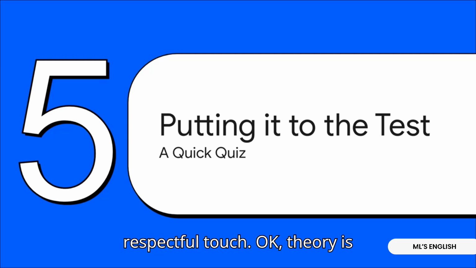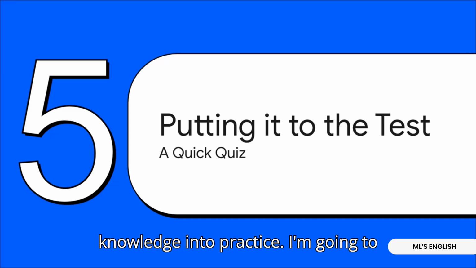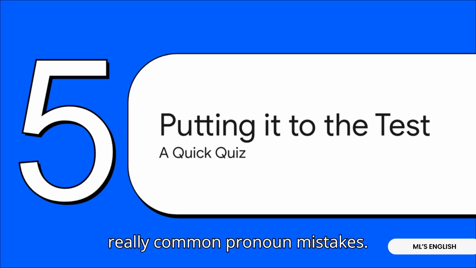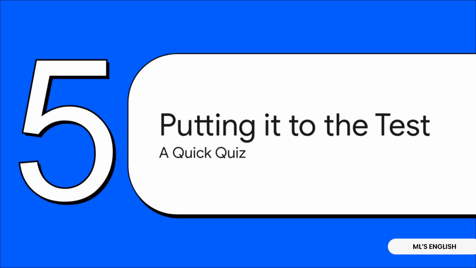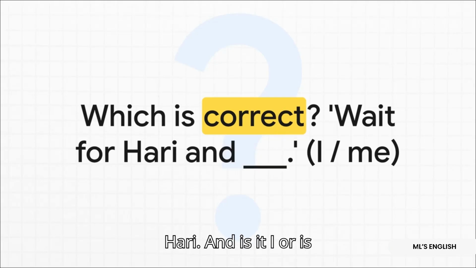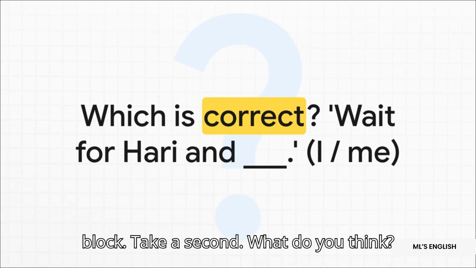Okay, theory is great, but now it's time to put all this knowledge into practice. I'm going to show you a few sentences that have some really common pronoun mistakes. Think you can spot the correct choice? Let's find out. Okay, first one. Wait for Hari and is it I or is it me? This one is a classic stumbling block. Take a second. What do you think?